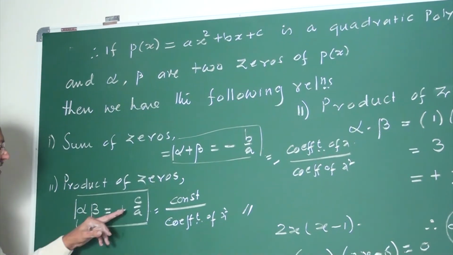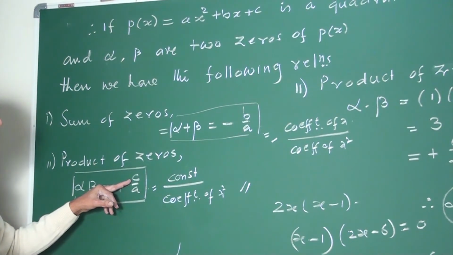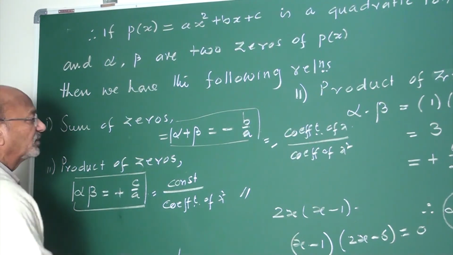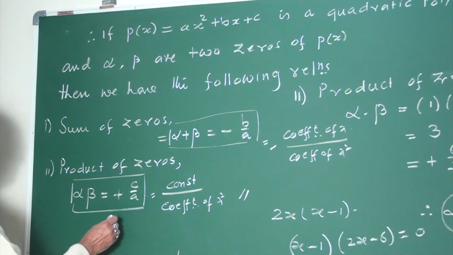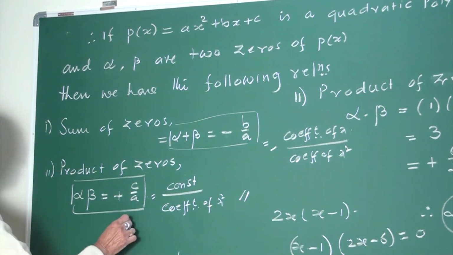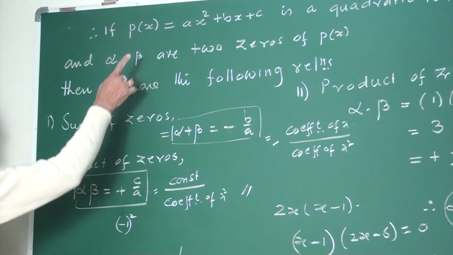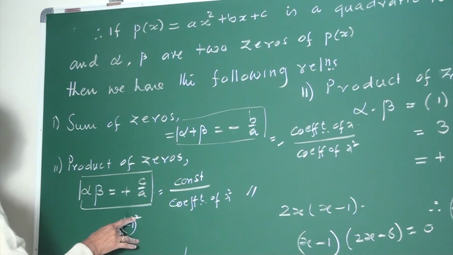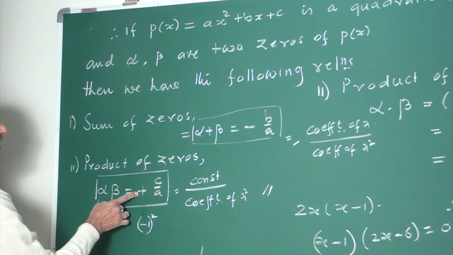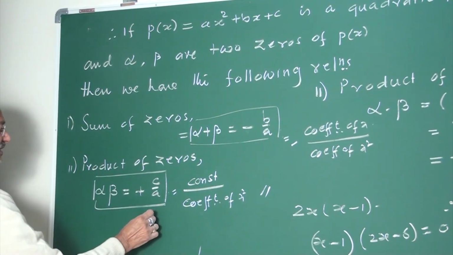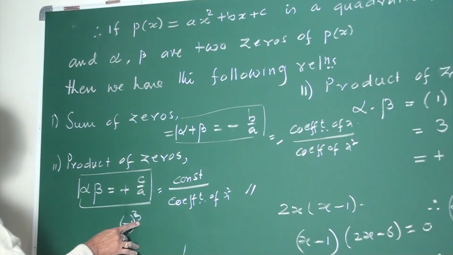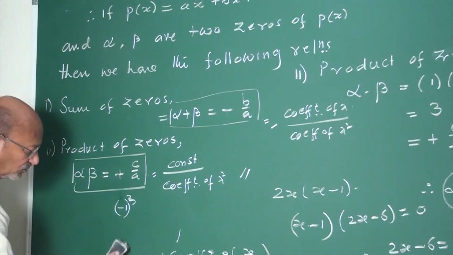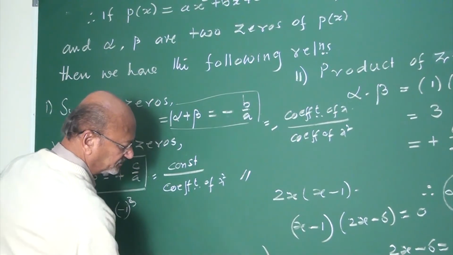What is the product? Constant term, the last one, upon a. Always, what is this plus? Here it is minus 1 to the power 2. What is this 2? Degree of the polynomial. If the degree of the polynomial is 2, the last sign is plus. If it is cubic, which means the degree is 3, minus 1 to the power 3 is minus. Similarly, in case of cubic, I write.